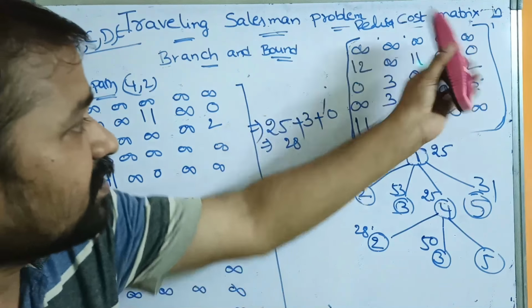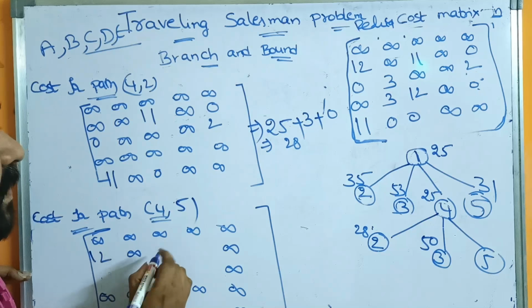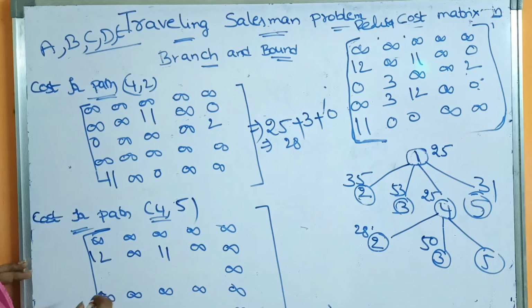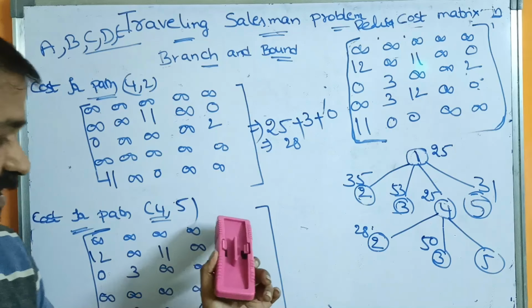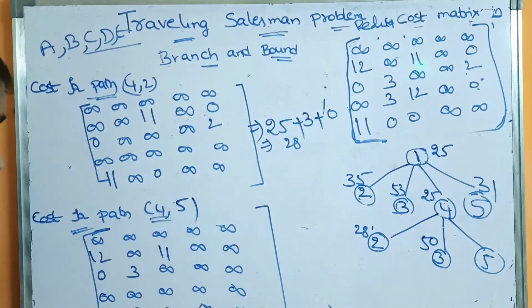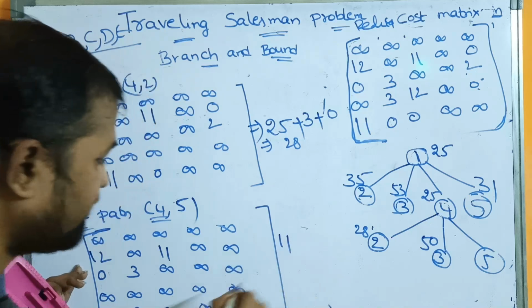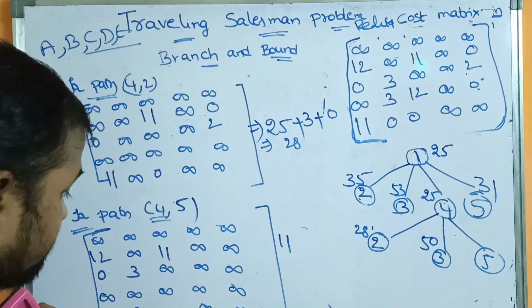Now let us note down the remaining values one by one. Second row: 12, infinity, 11, infinity. Next third row: 0, 3, infinity, infinity. Next, fourth row is over. Last row: 0, 0, infinity. Now let us check whether it is reduced or not. All are infinities, no problem. But in the second row, all are non-zeros only. So 12, 11. The minimum value is 11. Third row, one entry is 0. Fourth row, all are infinities only. Last row, multiple zeros are there.